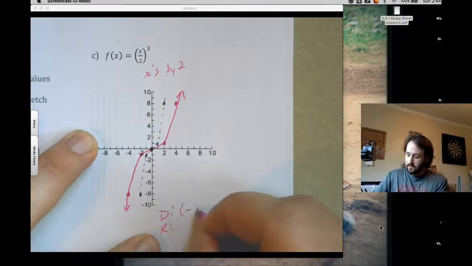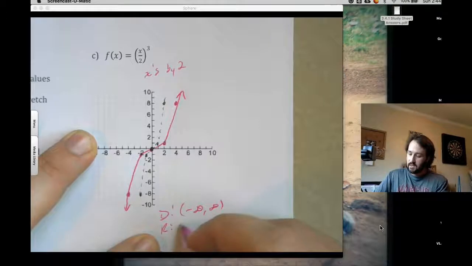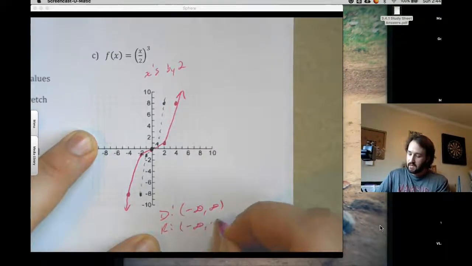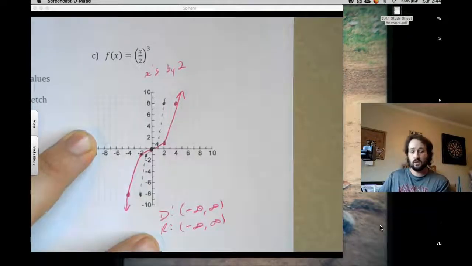All right, so then domain and range. It's going left and right forever, so -infinity to infinity. The range is also going up and down forever, so -infinity to infinity there.